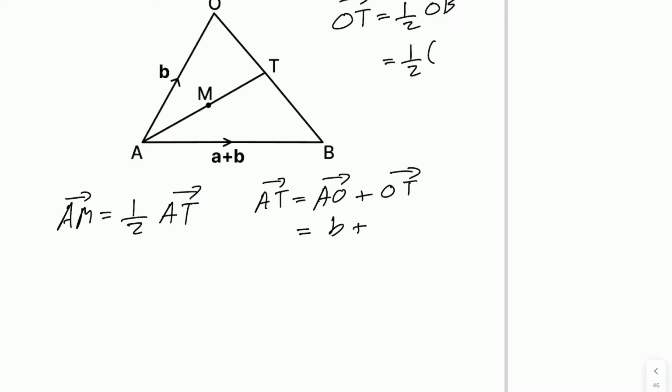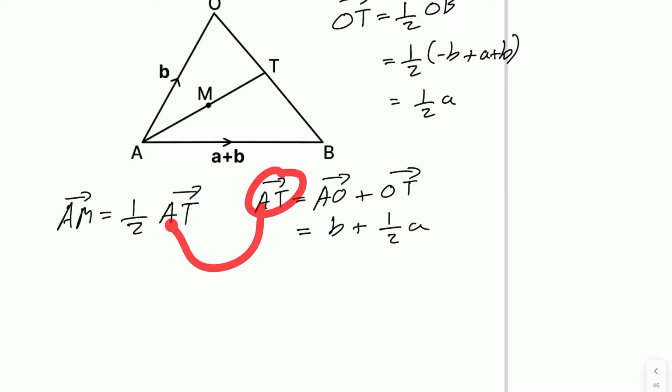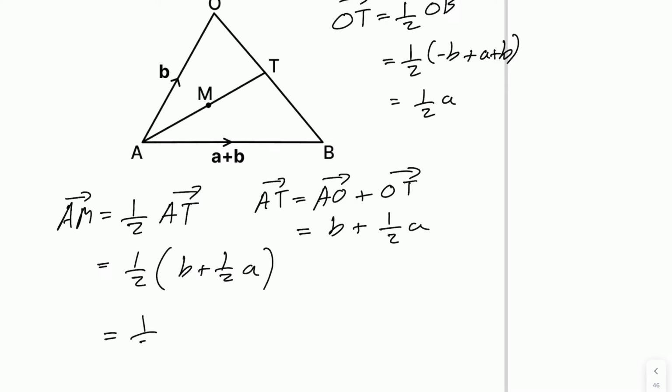So to go from O to B, that is going to be minus B plus A plus B. And to tidy that up, that just becomes A. So now I know what O to T is, which is a half A. I can substitute that into here. So now I know what A to T is. I can substitute that into here. And then that becomes a half bracket B plus a half A. And that becomes a half B plus 1 over 4A.